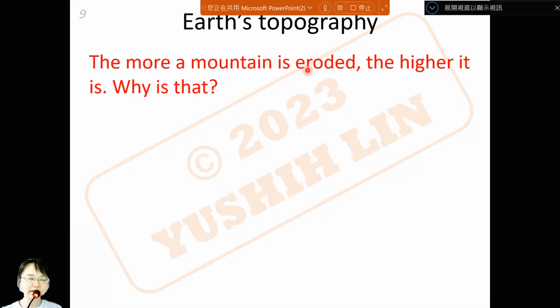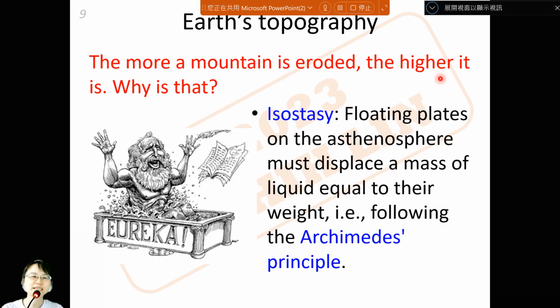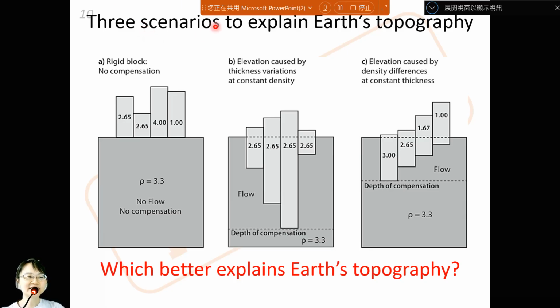The more a mountain is eroded, the higher it is. Why is that? Why shouldn't it be shorter? Why is it higher? This is because of isostasy. Floating plates on the asthenosphere must displace a mass of liquid equal to their weight, following the Archimedes principle. Eureka!